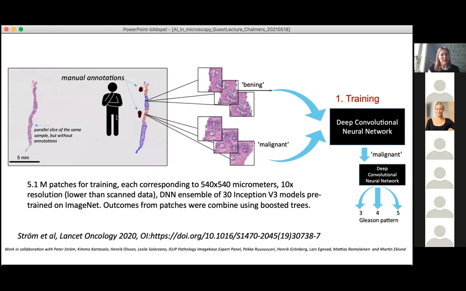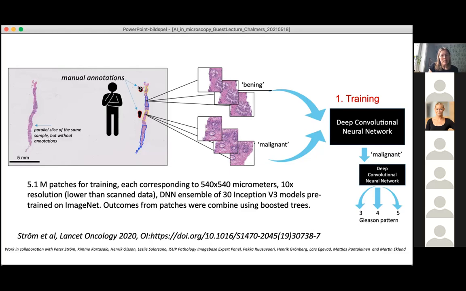So one slice here and one slice here, showing parallel sections of the same biopsy. But the pen marks were only on one, meaning that we had a clean piece of tissue here that was not annotated in any way. And then what we had to do was to train a network.